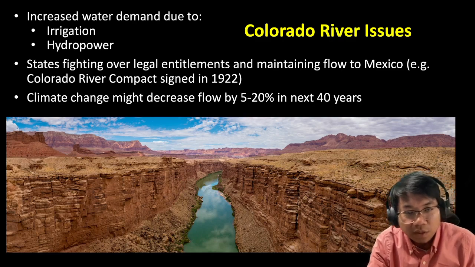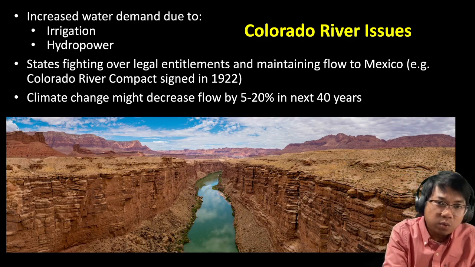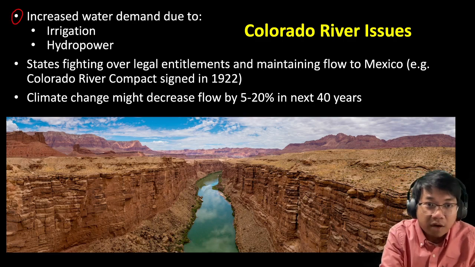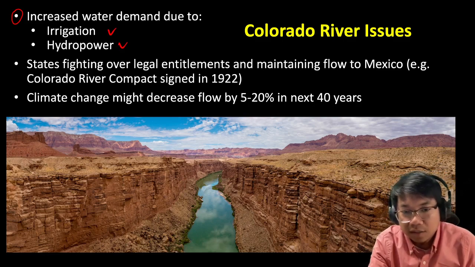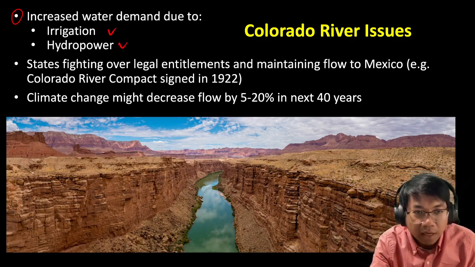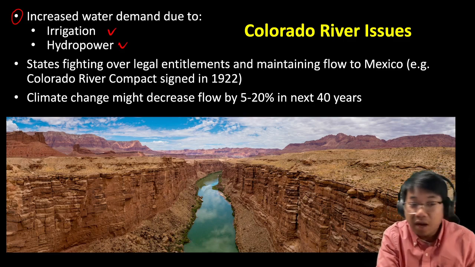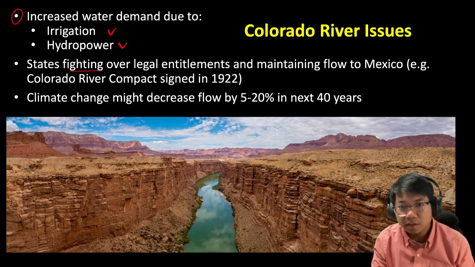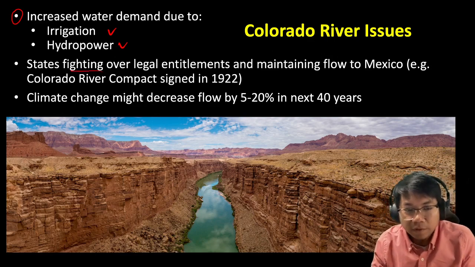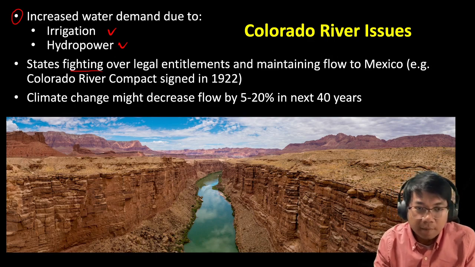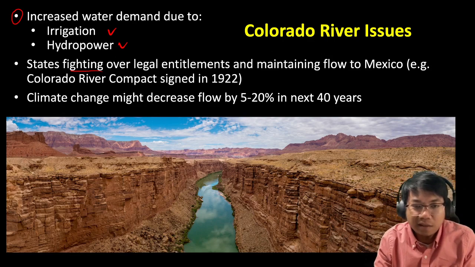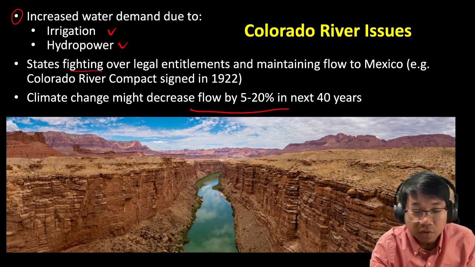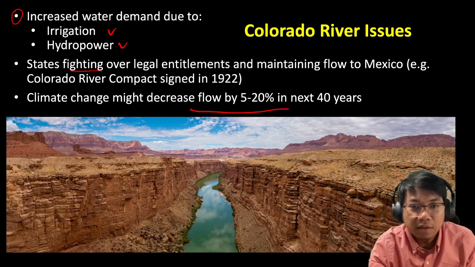So some of the issues associated with the Colorado River are increased water demand. Definitely. We have irrigation, we have hydropower. These are all things that require water. And then some of the states that the Colorado River goes through are fighting over legal entitlements to maintain the flow of the Colorado River. And climate change. We'll talk about climate change in other videos, but these things will decrease the flow by 5 to 20% in the next 40 years. So there's an obvious threat to the flow of the Colorado River.